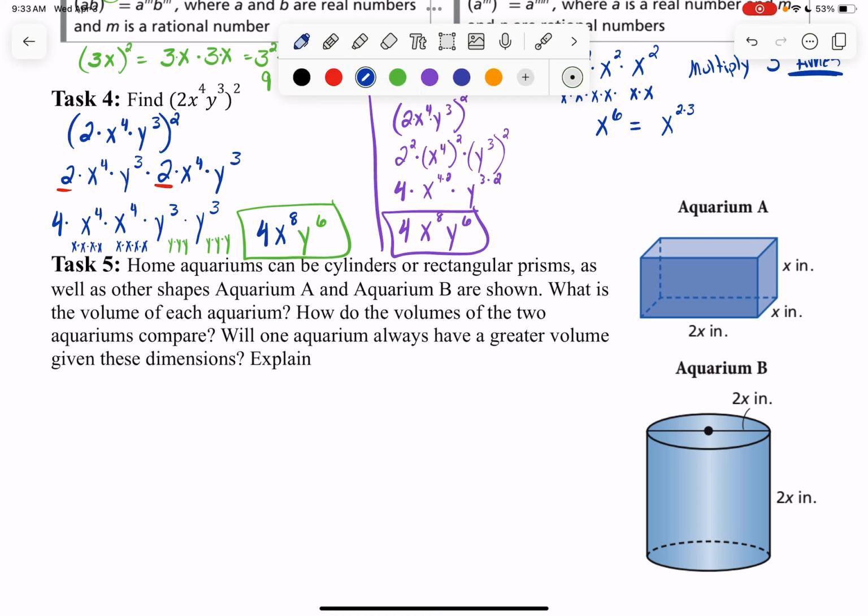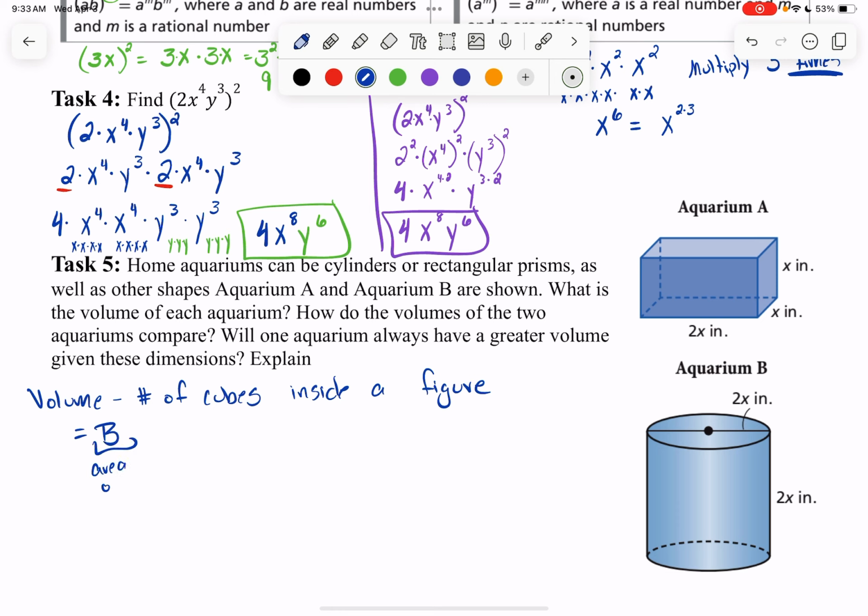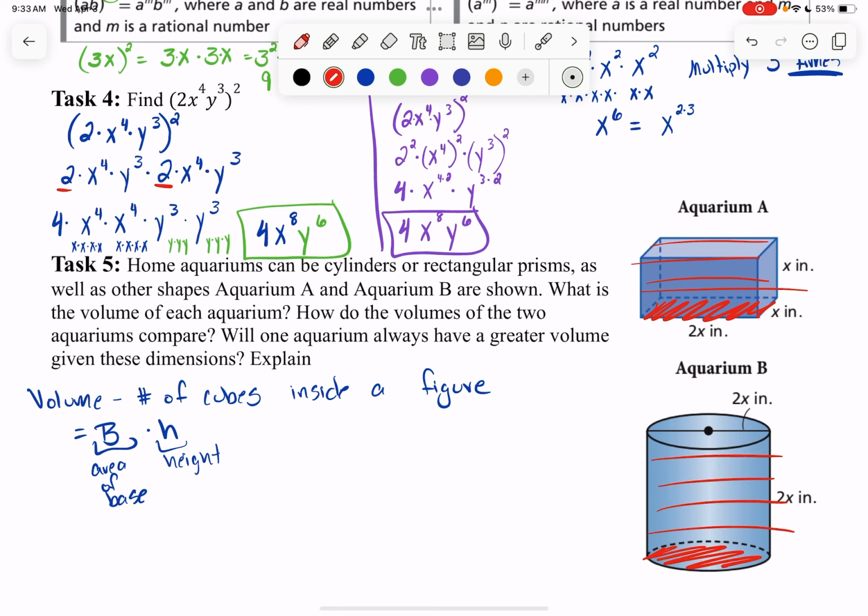Okay, so first of all, volume. Volume is what? It's the number of cubes inside a figure. Okay, so to find the volume of any prism like this, B, I take the area of the base, area of the bottom, times the height of the cylinder, or how many levels. Basically, I figure out how many cubes would it take to cover the bottom, and then how many layers would I need to fill it to the top.